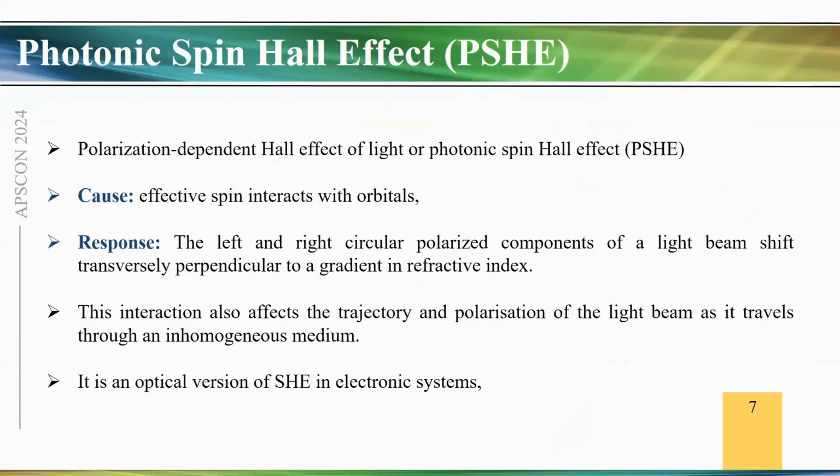The basic cause of the photonic spin Hall effect is the interaction of the spin and orbital. As a result, the left and right circularly polarized components of the light beam are shifted transversely, perpendicular to the gradient of the refractive index. This interaction also affects the trajectory and polarization of the light beam as it travels through the inhomogeneous medium. Basically, it is the optical version of the spin Hall effect.